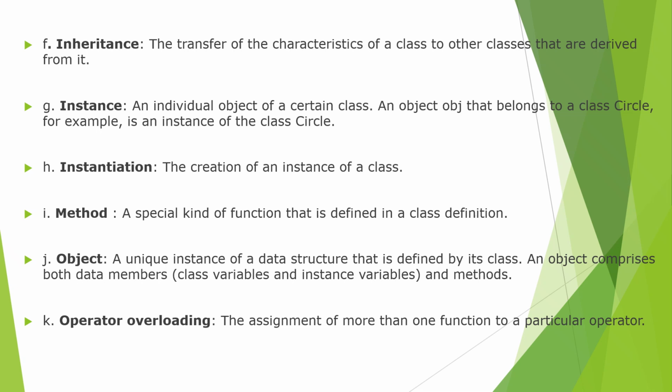Next one, method. A method is a function defined within a class. It represents behavior or actions that objects of the class can perform. Methods can operate on the object's data and define the object's capabilities. Object. An object is a unique instance of a class. It represents a specific entity that has its own identity, state, and behaviors. An object is a real-world manifestation of a class in a running program.